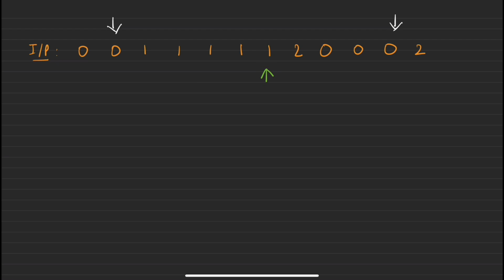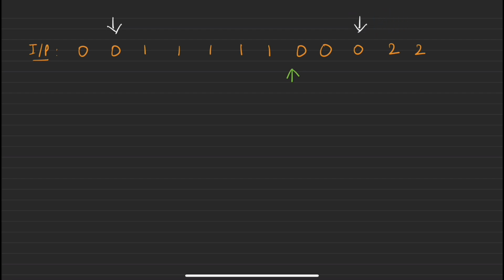Okay. Again, the element is 1. So ignore it and move it one step ahead. Now the element is 2. So we'll swap this position and this position. So here it will be 0 and here it will be 2. Now again, this pointer will move one step ahead.